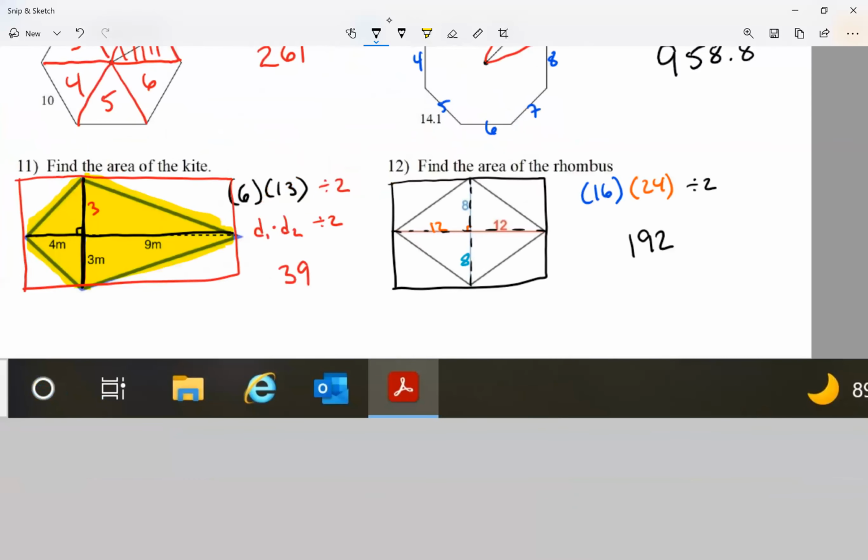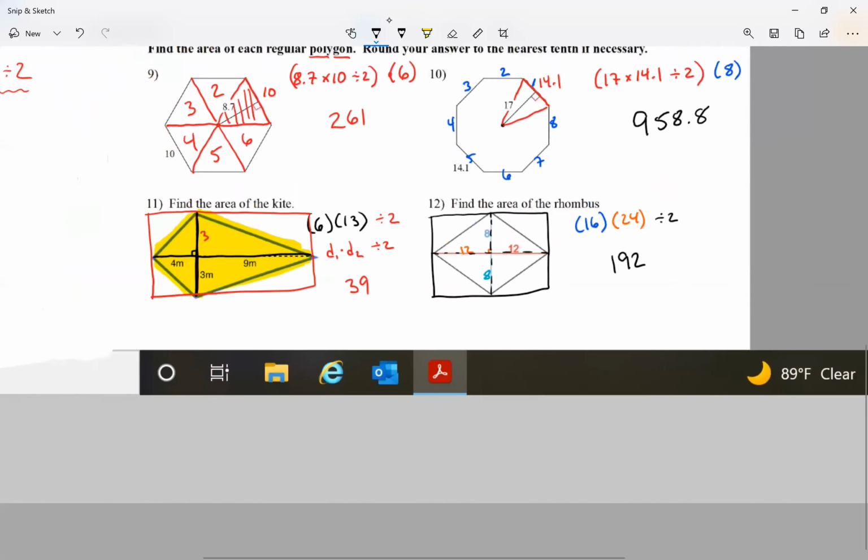Be careful what information I give you. I might not give you all the information that you need. But there's some information that I'm missing and you can figure out. Question number 11, one side, 13, you could figure out. So I figured it out. Question number 12, an 8 and a 12. I was missing an 8 and a 12. So be careful.